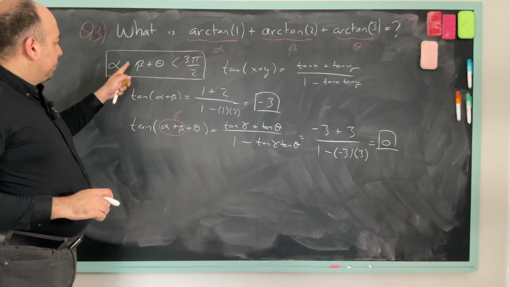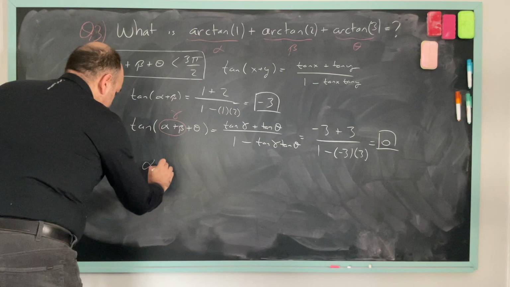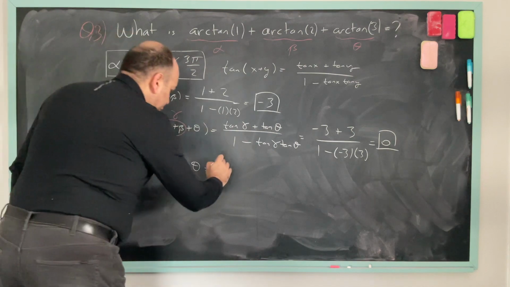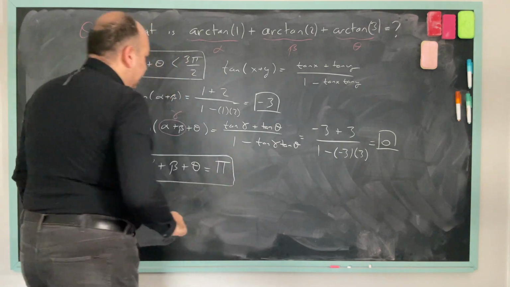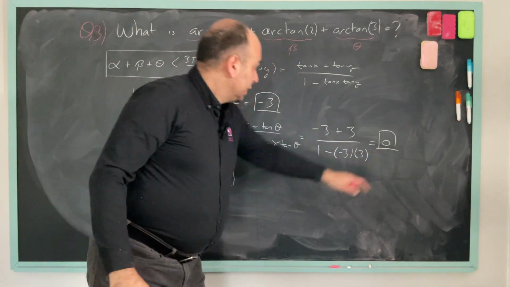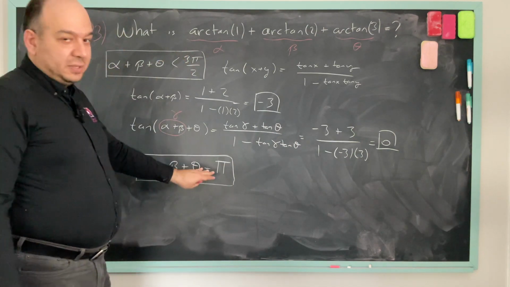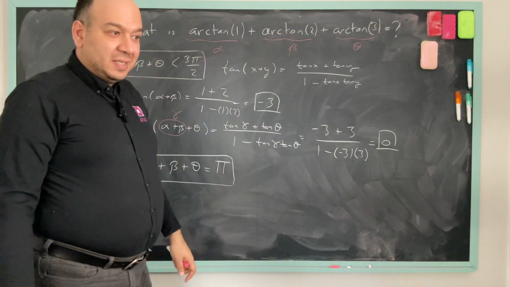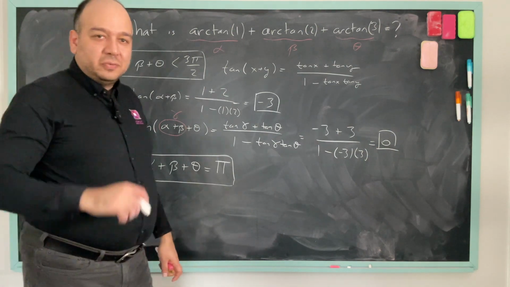So then alpha plus beta plus theta must be equal to pi. This is the angle which is less than 3 pi over 2 whose tangent is equal to 0, right? So I can simply say that alpha plus beta plus theta is equal to pi. Then this is actually the result: arctangent 1 plus arctangent 2 plus arctangent 3 gives us this special number pi. Okay, we will move on to the next problem.